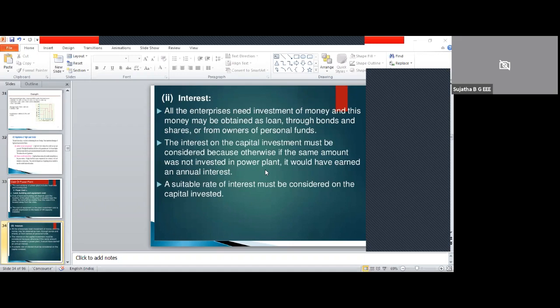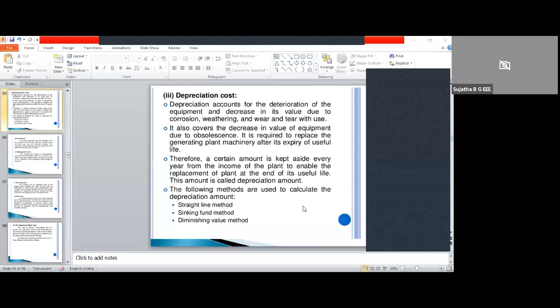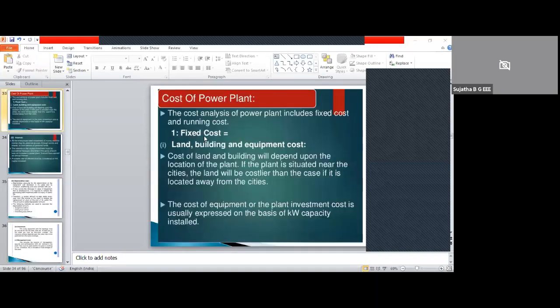Suppose you did not invest in the power plant and simply kept the money in a bank, you would have earned interest. That is why interest has to be considered for the amount you have taken to install the plant. You may take the money from the bank, through bonds, or from the owners' personal funds, so the interest will also be considered. Then the third one is depreciation cost. This depreciation cost is also under fixed cost: land, building and equipment cost first, then interest and depreciation cost.